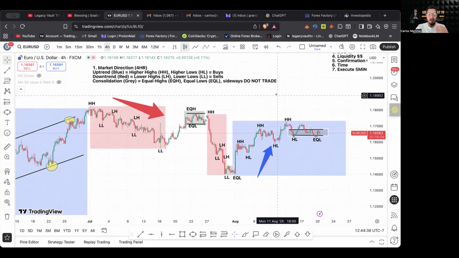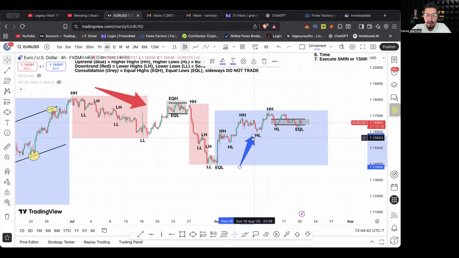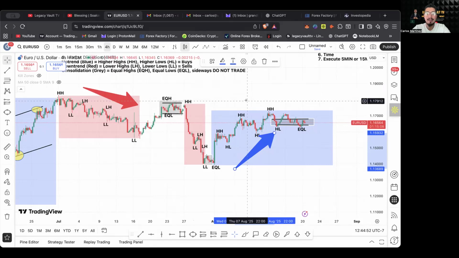Now, this week, we'll be talking about the 4-hour market direction. All right, so now that we listed here that it's in a buy mode, the overall picture is higher highs and higher lows, meaning that it's buys. And you want to get at least two touches to see a trend.